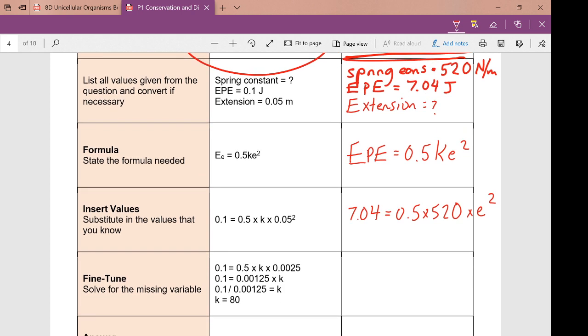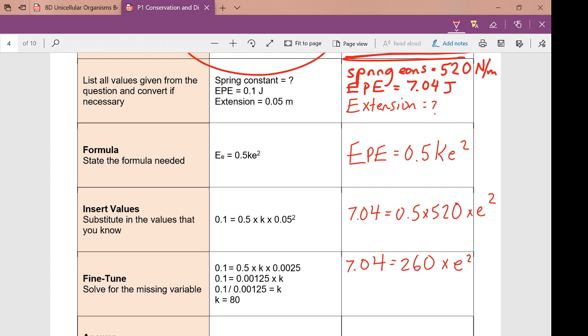Then, cleaning it up a bit, remember any numbers that you can combine to make one number, do that first to make it easier on the eyes and easier for you to rearrange. So 0.5 times 520, I'm just going to stick that into my calculator and get one number from that. That should be 520 times 0.5, that is 260.